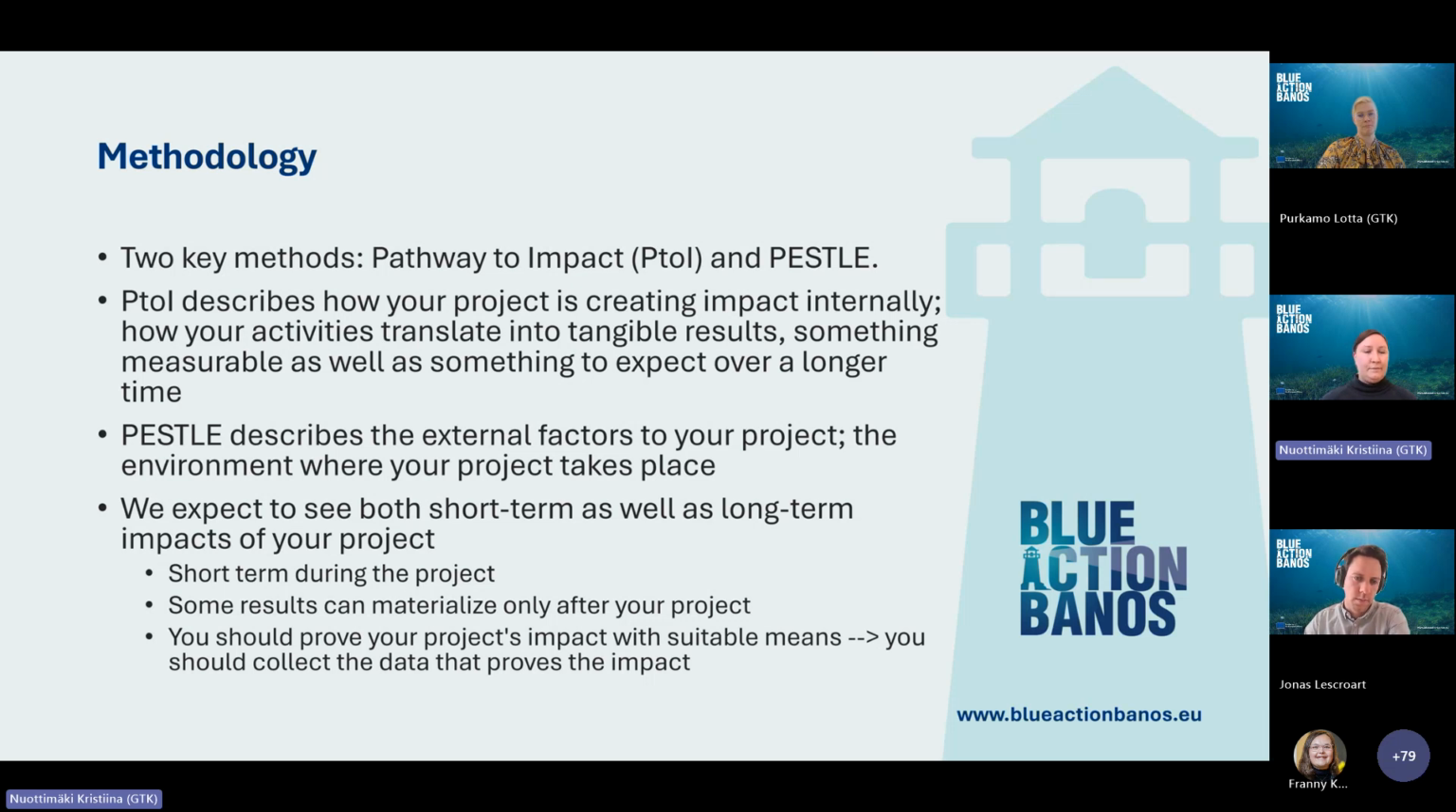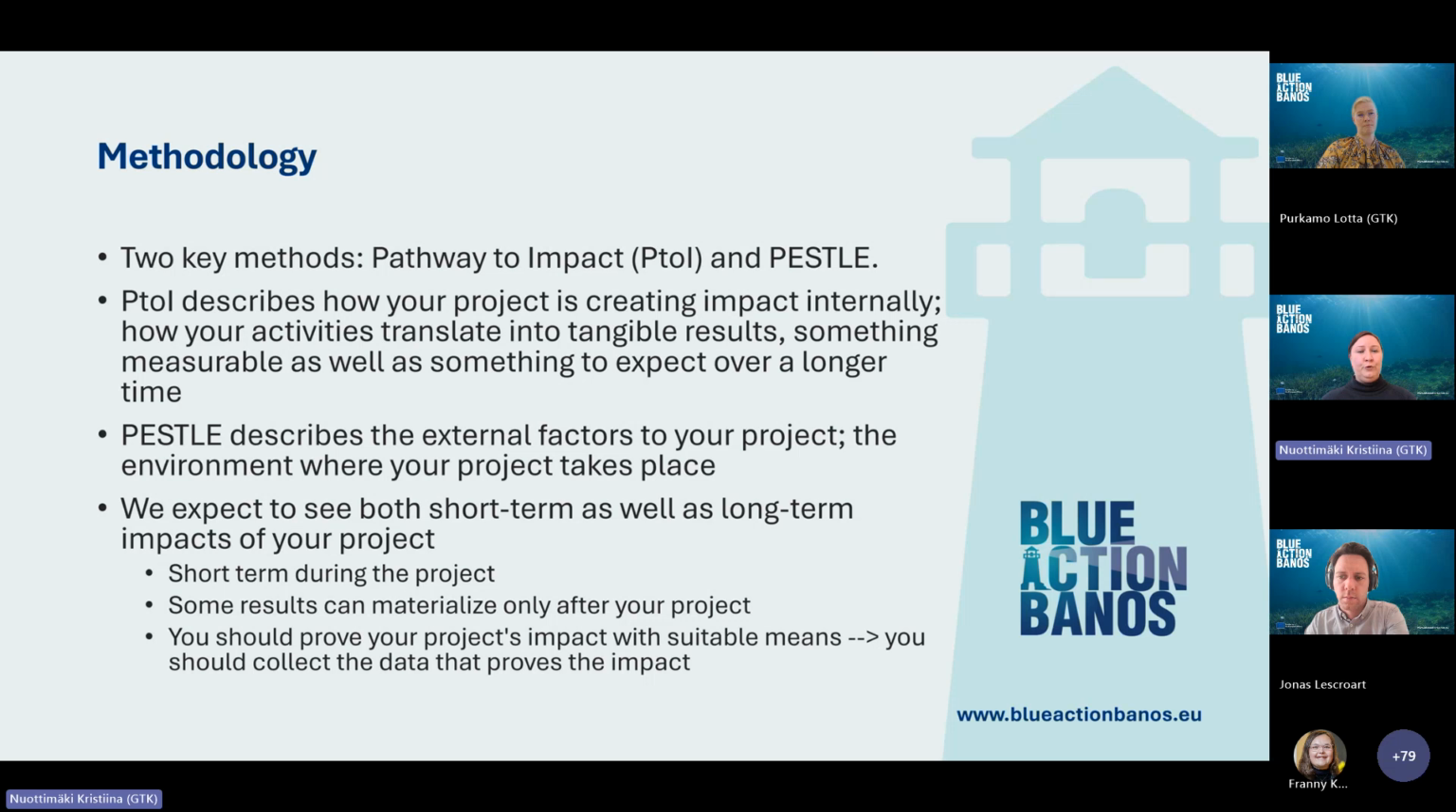So short-term impacts would be something that can materialize during the project already. And some of the results will only realize after your project. Say, for example, you plant something, or restore sea bottom, and then you expect maybe biodiversity to increase on that area, but it will only happen slowly after your project ends. So this would be one of the long-term impacts of your project then.